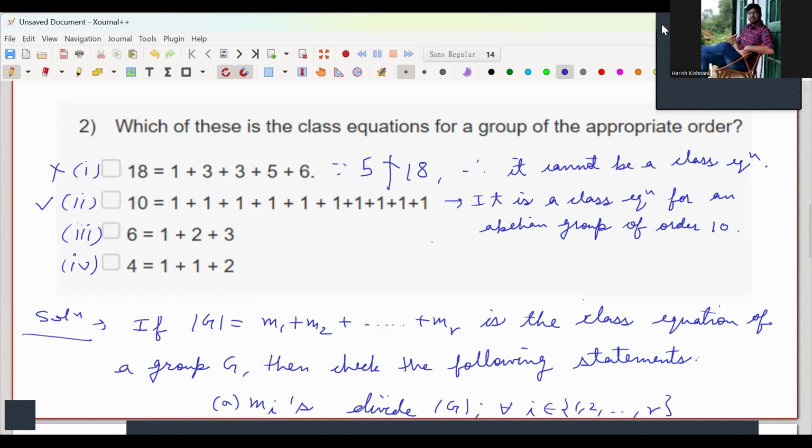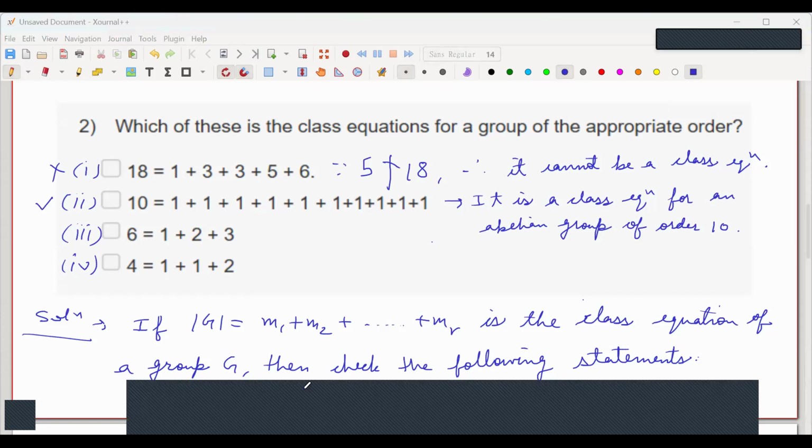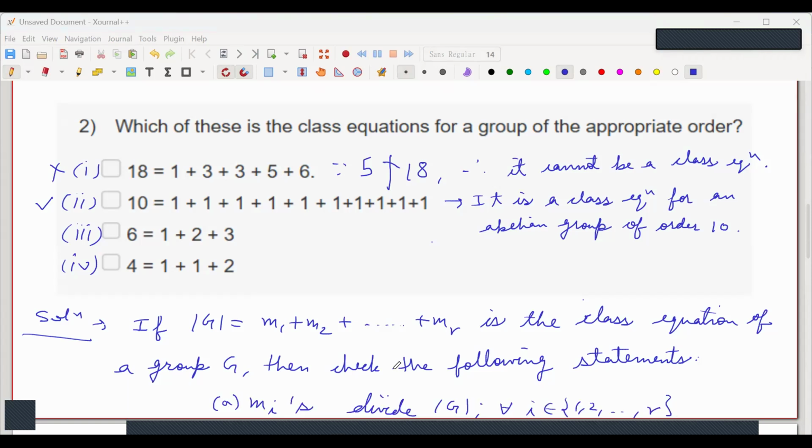You have seen this class equation before? I'm audible, right? Hello? Yes, sir, you were audible, but it seems that I have some network issues. It's on and off, which is why I'm not replying. Okay, okay, but you can reply, no problem.